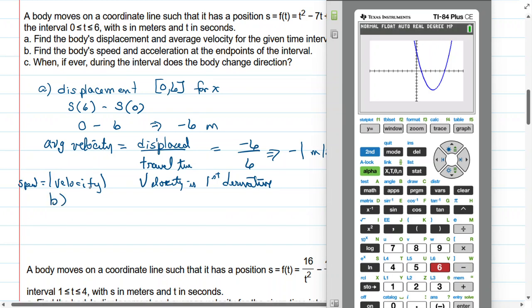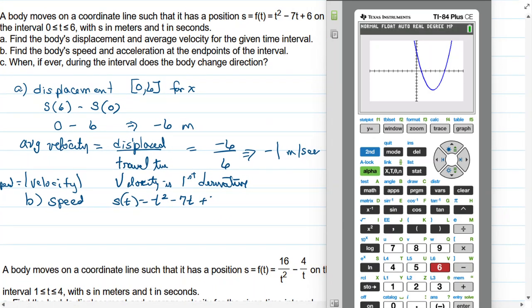So I'm going to do first speed. If I have S of t described as t squared minus 7t plus 6, then velocity of t, which is ds/dt, is going to be 2t minus 7. All right.